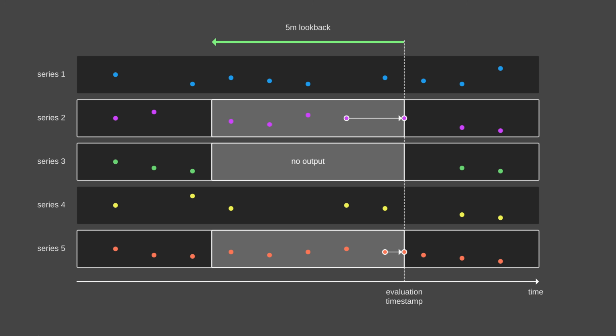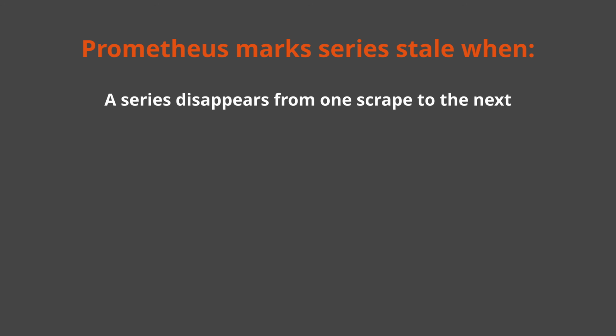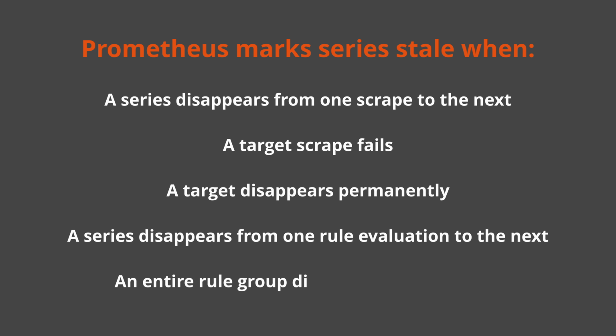While the 5-minute lookback delta is a reasonable timeout to remove stale series that haven't received recent updates from the result, it turns out that we can do even better. In some situations, Prometheus can explicitly notice that a series has terminated at a certain point in time. For example, when a series that was returned by a target in one scrape is no longer returned in the next scrape. Or when a target scrape fails, or when a target disappears completely along with all of its series. And the same is true for individual series from rules as well as entire rule groups.